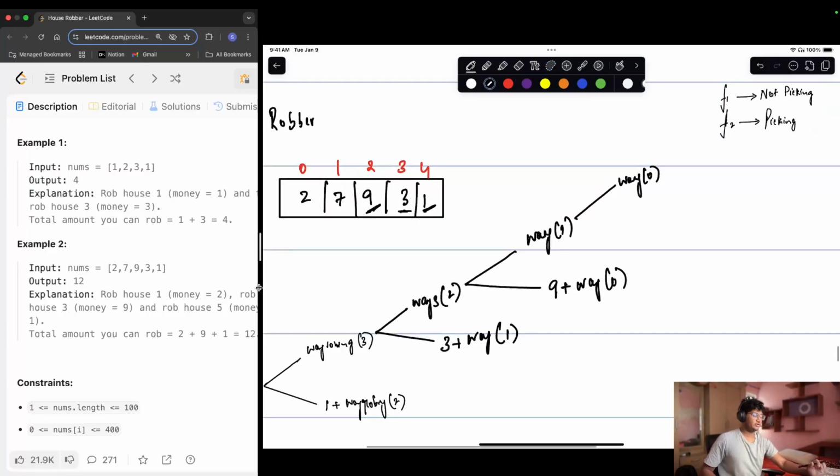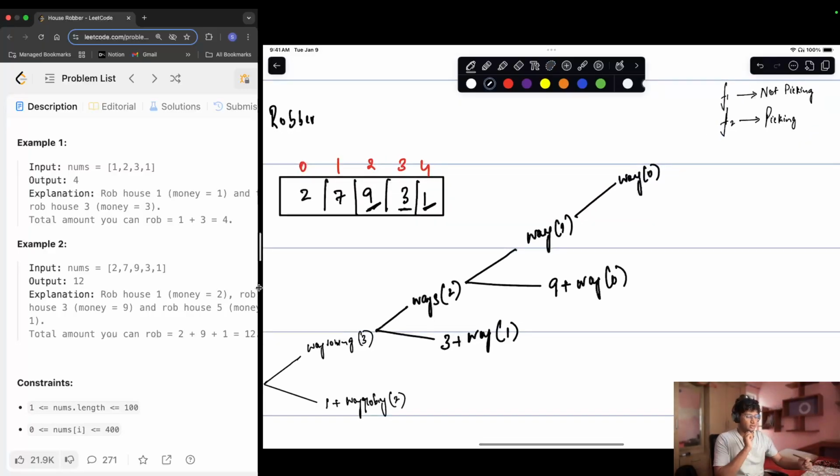Now, ways of picking 0. What is the ways of robbing 0? I have two options: either you pick 0 or you don't pick 0. But here the question is not to return the number of ways, but to return the maximum profit. Maybe I should have named my function a bit differently, but you get the point. So ways of picking 0 is ideally the profit that I can make only robbing the 0th house, which is nothing but this one.